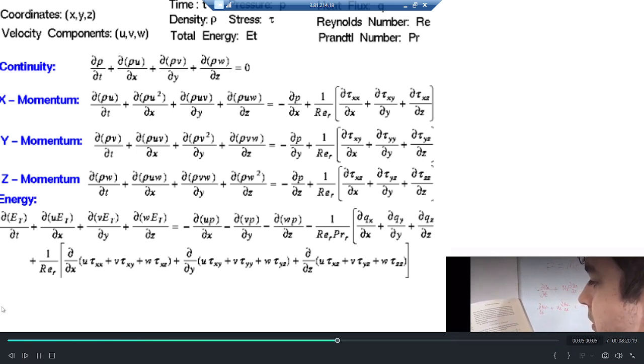So these are all the partials with respect to x. These are the partials with respect to y, and these are the partials with respect to z.